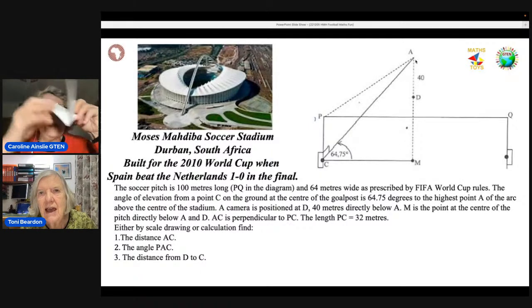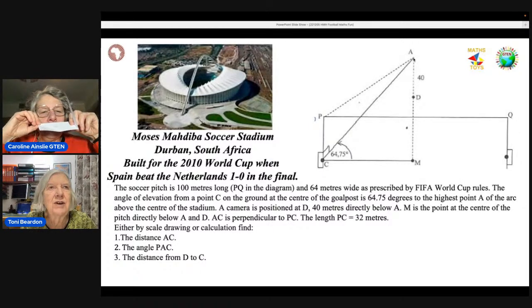The vertex is supposed to be directly above the center of the pitch. There you go. I was doing it the other way around because the image is inverted. Okay, I'm there.